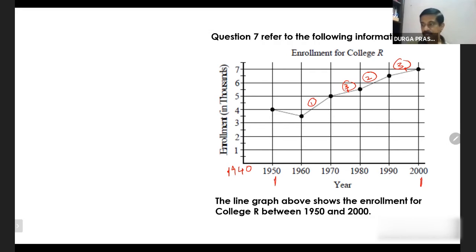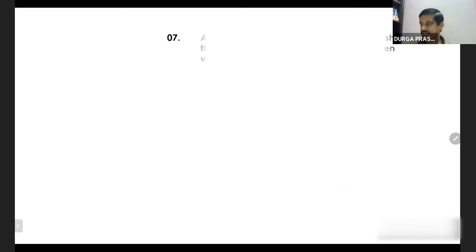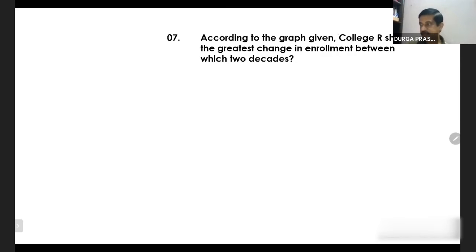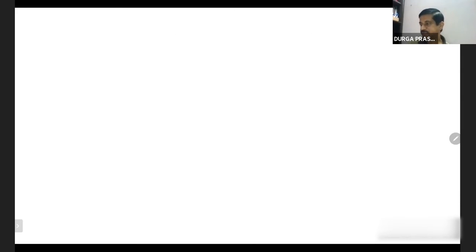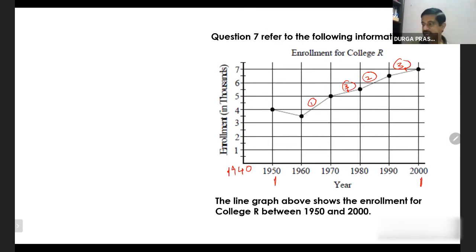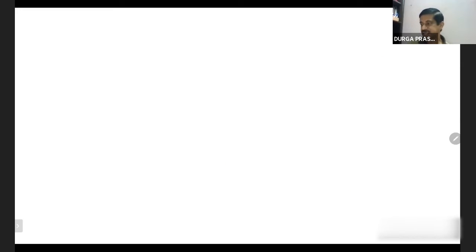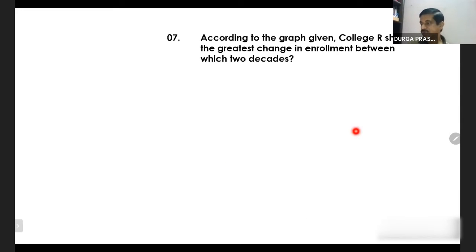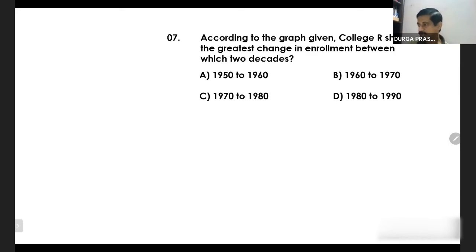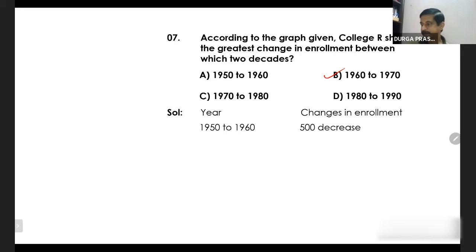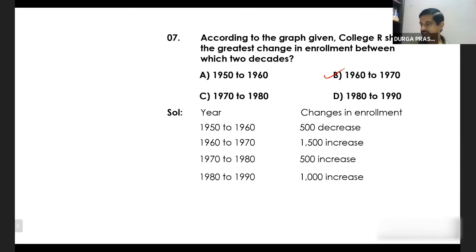Now, what is he asking? Look at this. According to the graph given, the college has shown the greatest change in enrollments between which two decades? This we have talked about. Yes, that's what we have discussed. So we have put one. The greatest increase in the enrollments is between 1960 and 1970. So look at the answer. 1960 to 1970. Option B. This is what we have discussed before.